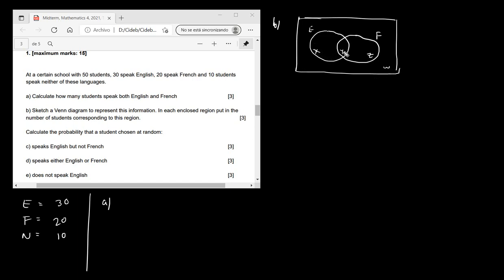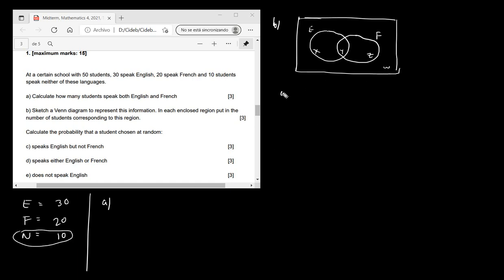Okay, and what do these things mean? What do these variables mean? They mean the number of people, in this case for X, that only speak English. X is the number of people that only speak English. Y is the number of people that speak both English and French. Z is the number of people that speak only French. And W is the number of people that speak neither, which we already have.